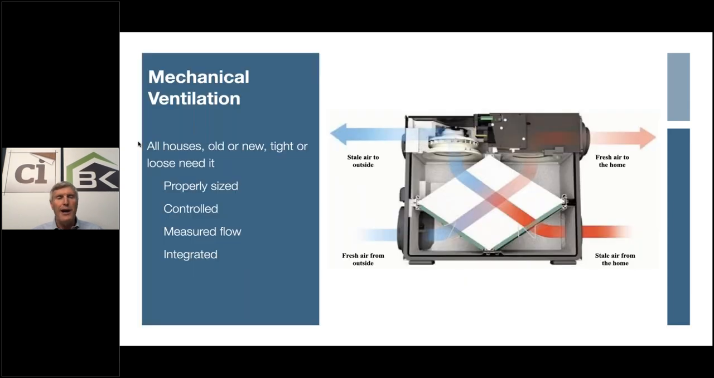You're already doing it. Understand that all houses, new or old, tight or loose, need mechanical ventilation. Make sure it's properly sized. Obviously, I'd like it to be an ERV or an HRV. Doesn't have to be. Just make sure you put in the capacity for continuous ventilation.